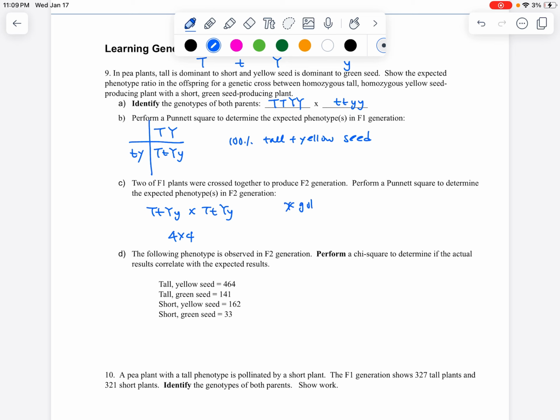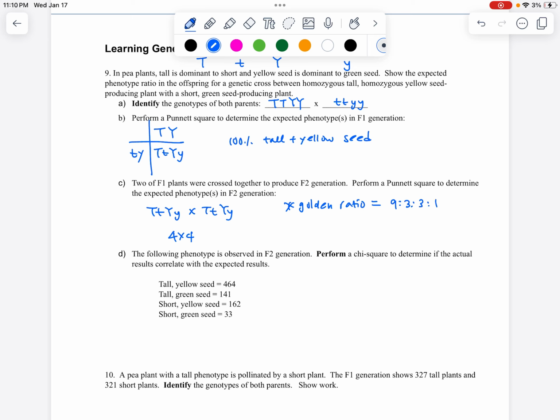So the golden ratio is the ratio that we can use only when we're crossing 2 parents that are double heterozygotes. Meaning both parents need to be heterozygous for both genes. And that golden ratio was 9 to 3 to 3 to 1.